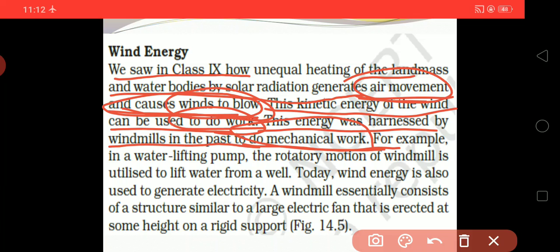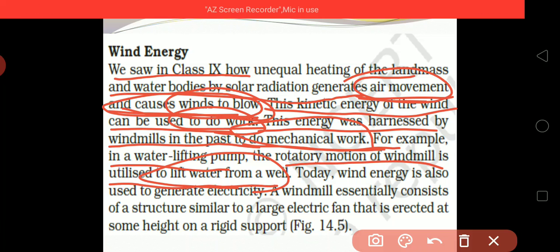For example, in a water lifting pump, the rotatory motion of a windmill is utilized to lift water from a well. From the well you can see that the rotatory motion of a windmill will be utilized to lift the water.